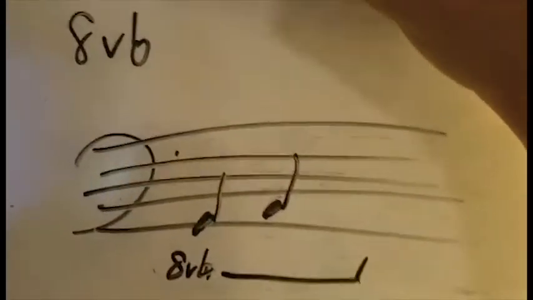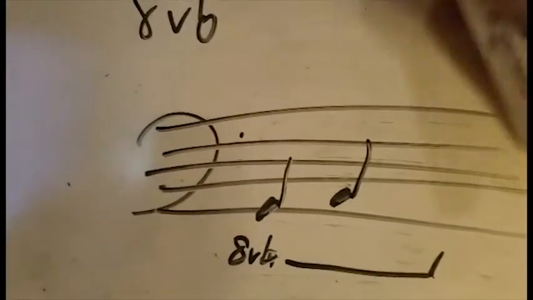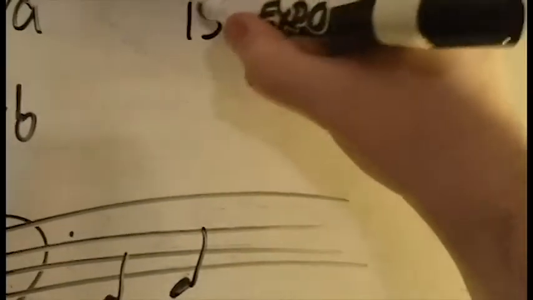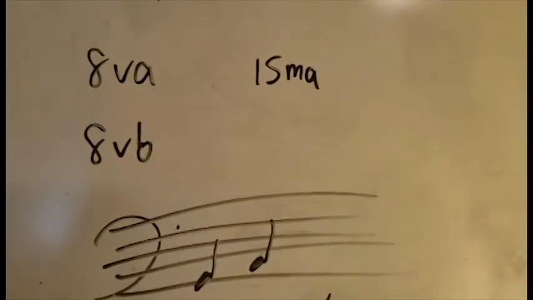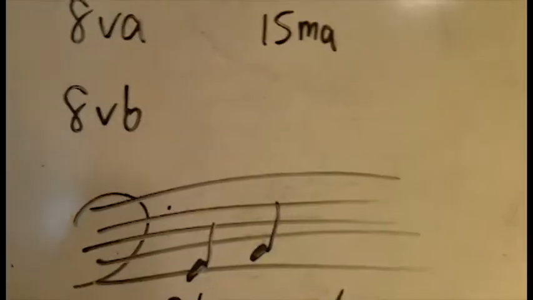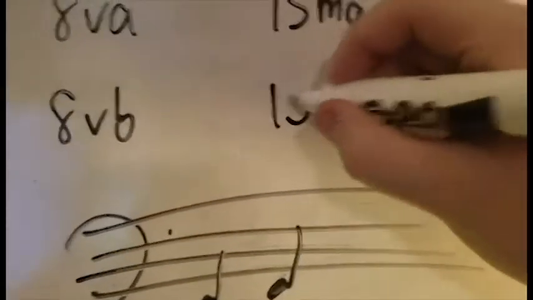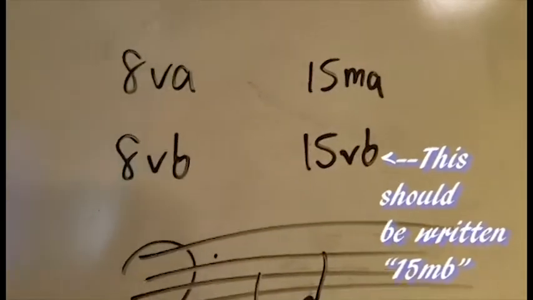Even less common, you'll have quindicesima, which should be written 15MA, which means two octaves, the 15th note above the written. That's not very common at all. I don't think I've ever even seen that, but it does exist, and its bass counterpart, quindicesima bassa. So that's a lot less common.